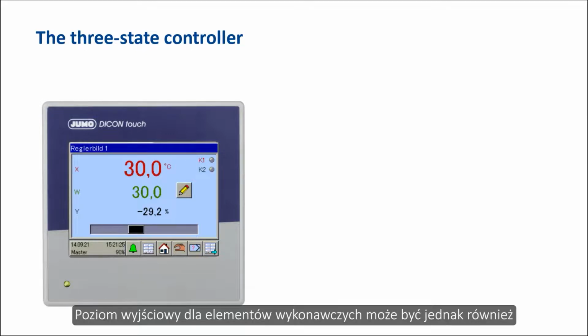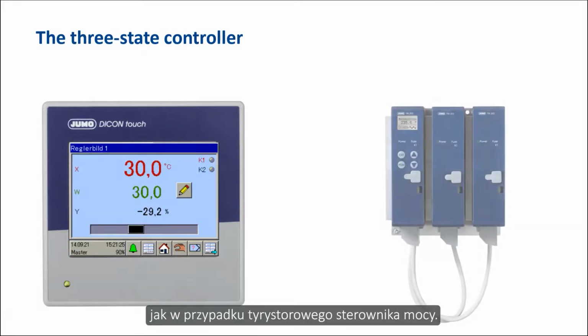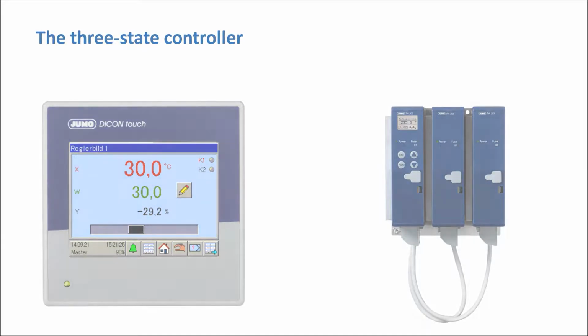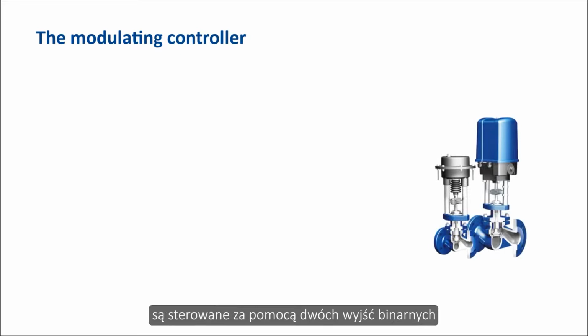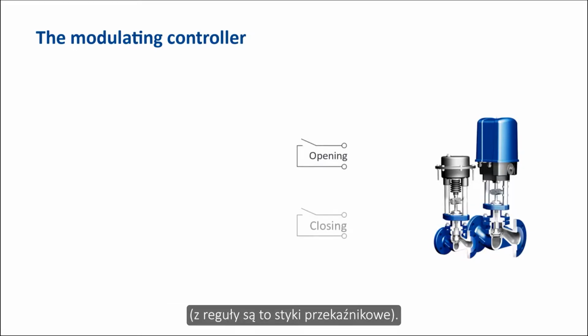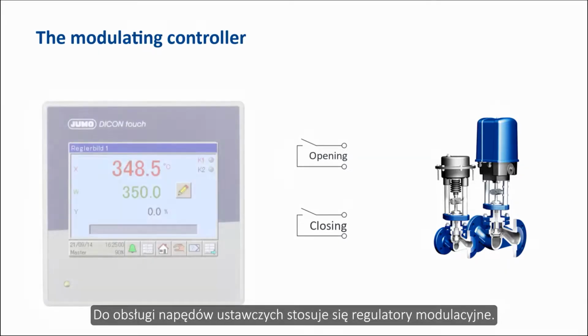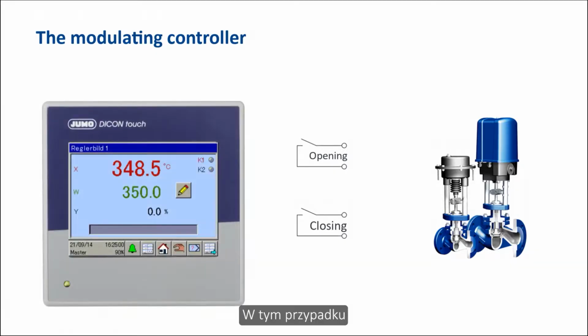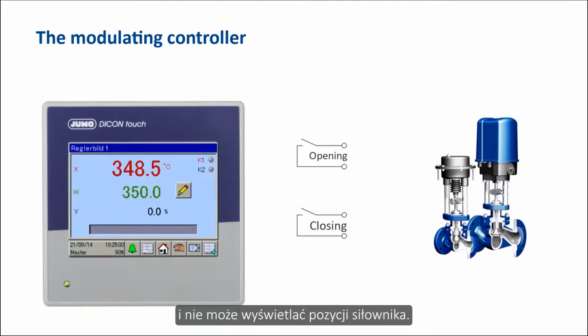However, the output level for the actuators can also be output with a standard signal, such as for a thyristor power controller. So-called motor actuators are controlled via two binary outputs, usually relay contacts. Modulating controllers are used to operate the actuators. With these, no output level feedback is available to the controller, and the controller cannot display the position of the actuator.